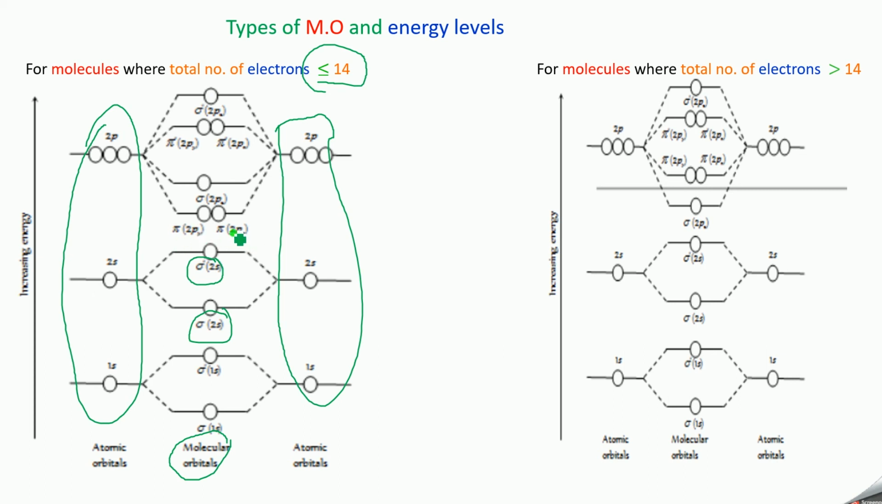They are having lower energy, and then comes sigma 2p. So here the pi orbitals will be having lower energy. The 2 pi orbitals are having lower energy, and then comes sigma, because in p orbitals, one will form a sigma bond, and the other two will form pi bonds. The other two pi bond orbitals will be in the lower energy, then comes sigma. And then pi star will come, and then sigma star. This is the arrangement for the molecules whose total number of electrons is less than or equal to 14.